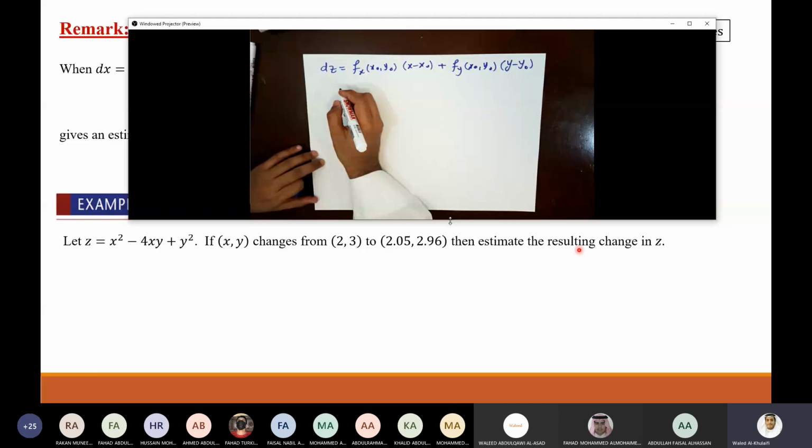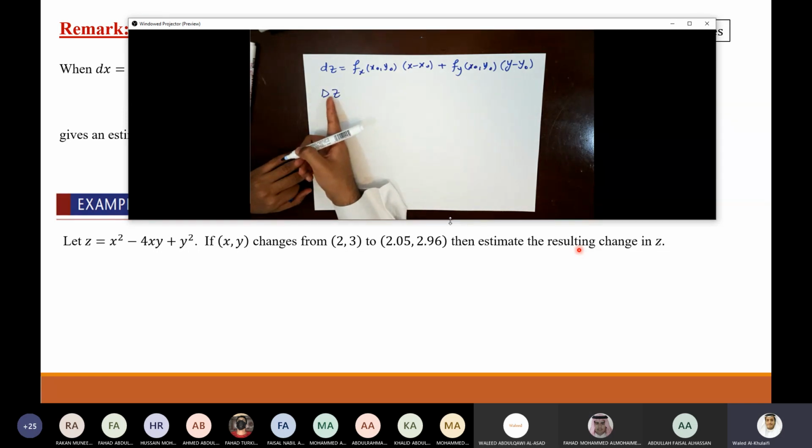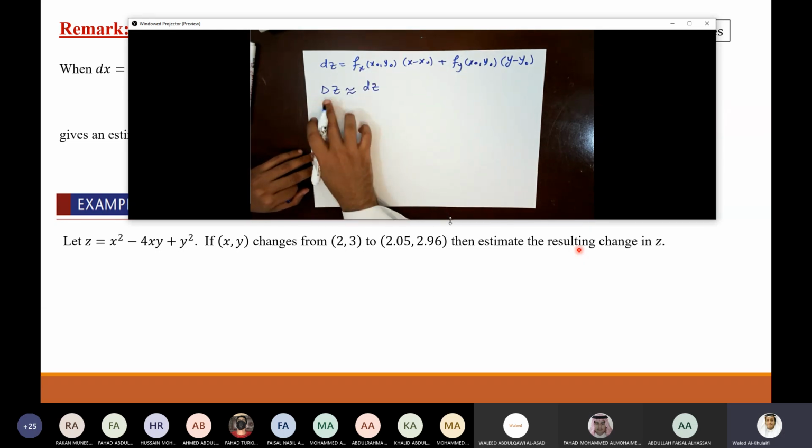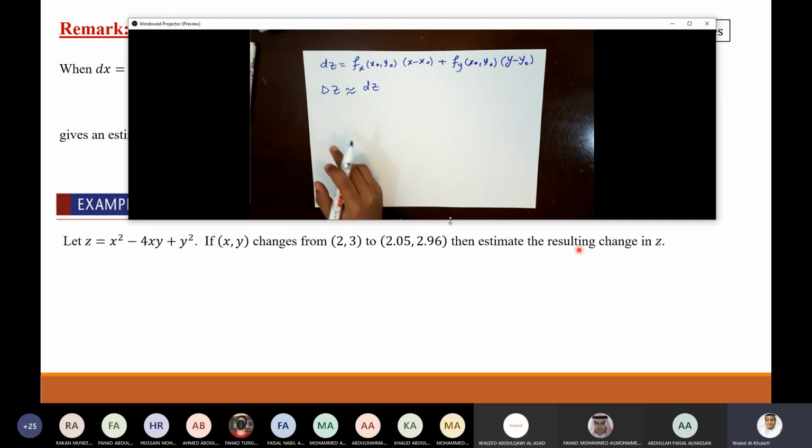Now, what we need to do, Shabab, is find the partial derivatives. Keep in mind, this is what we want: the resulting change in z. But I want to approximate it by dz, which is this one here. To find delta z exactly, you would substitute the point 2.05, 2.96 in the function, then substitute 2, 3 in the function, and take their difference. But assuming this calculation is difficult, we go with dz.